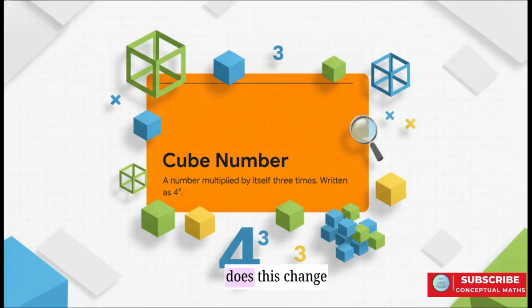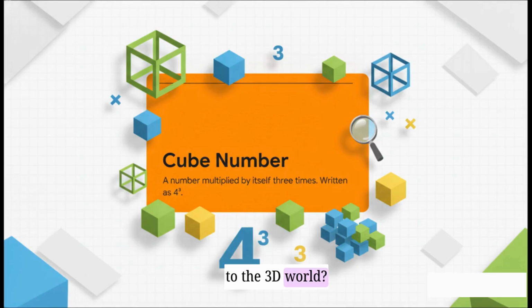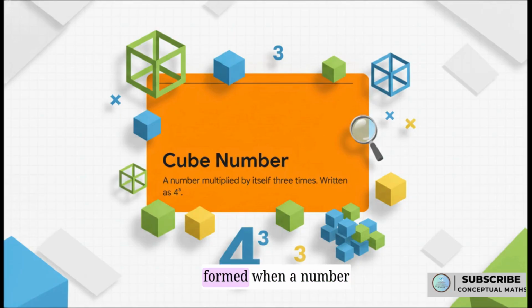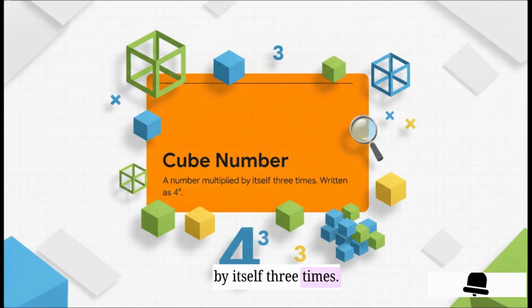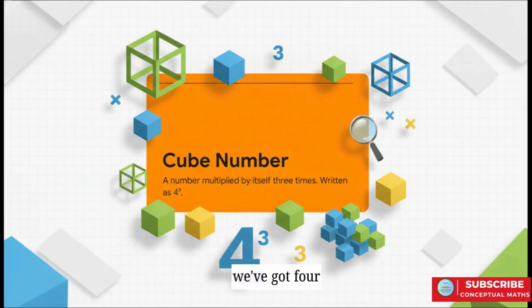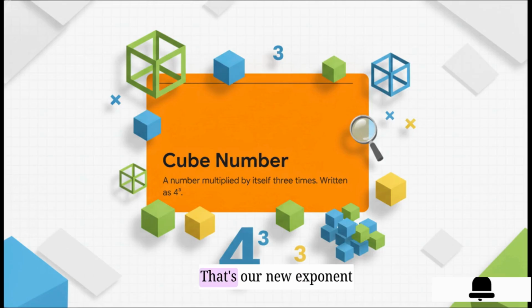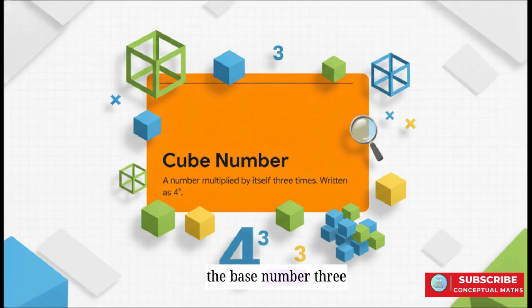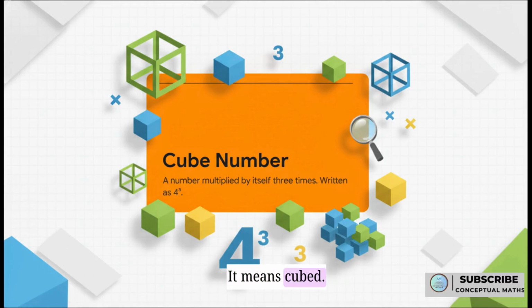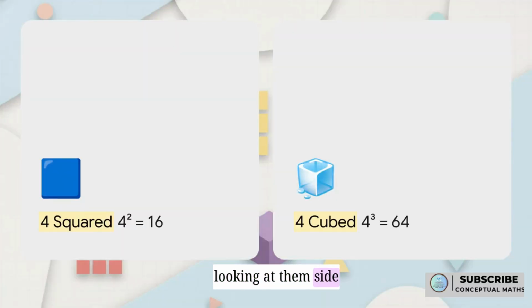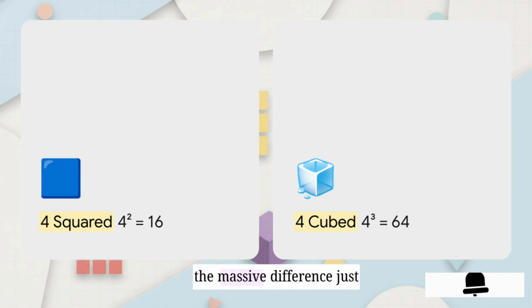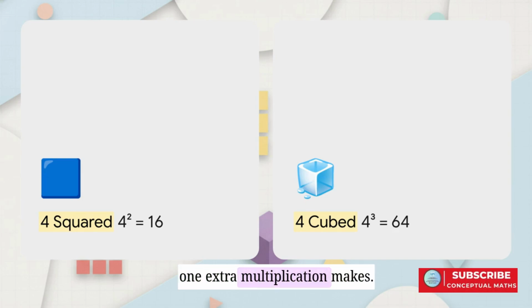Okay, so how does this change when we move to the 3D world? Well, a cube number is formed when a number is multiplied by itself 3 times. So instead of just 4 times 4, we've got 4 times 4 times 4, which equals 64. See that little 3 hovering next to the base number now? That's our new exponent telling us to multiply the base number 3 times in a row. It means cubed.